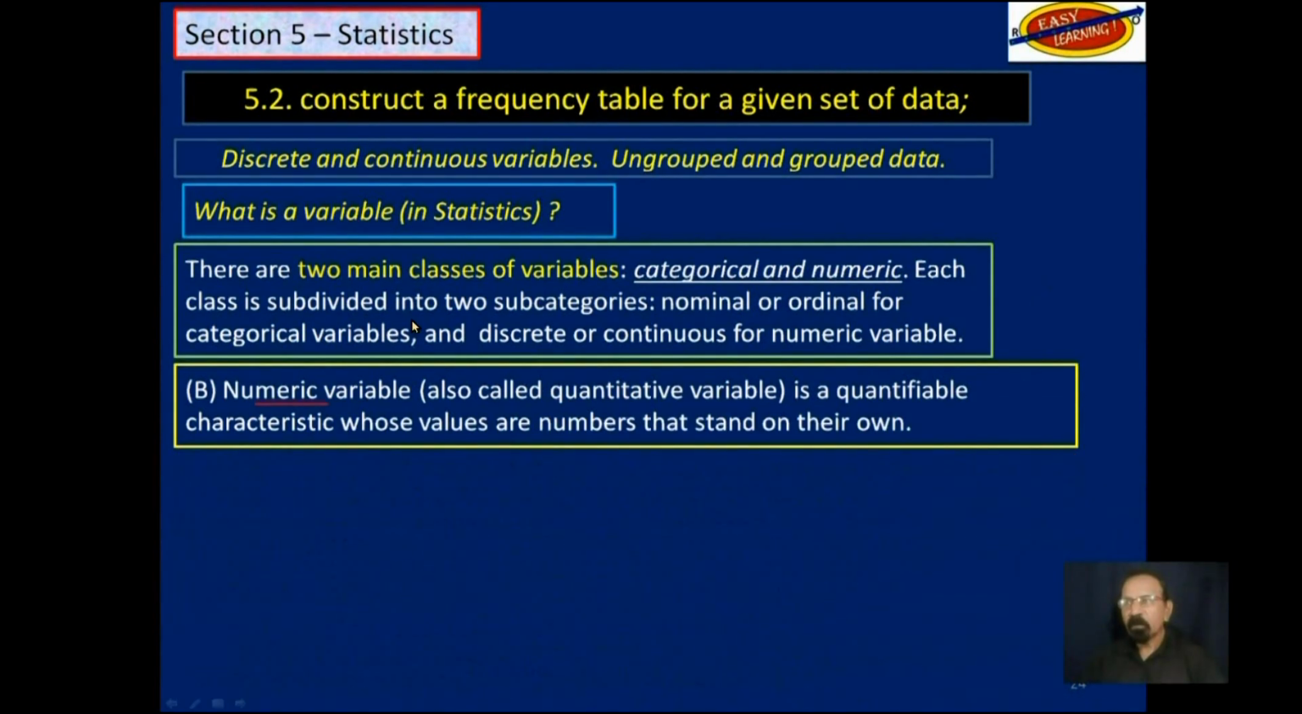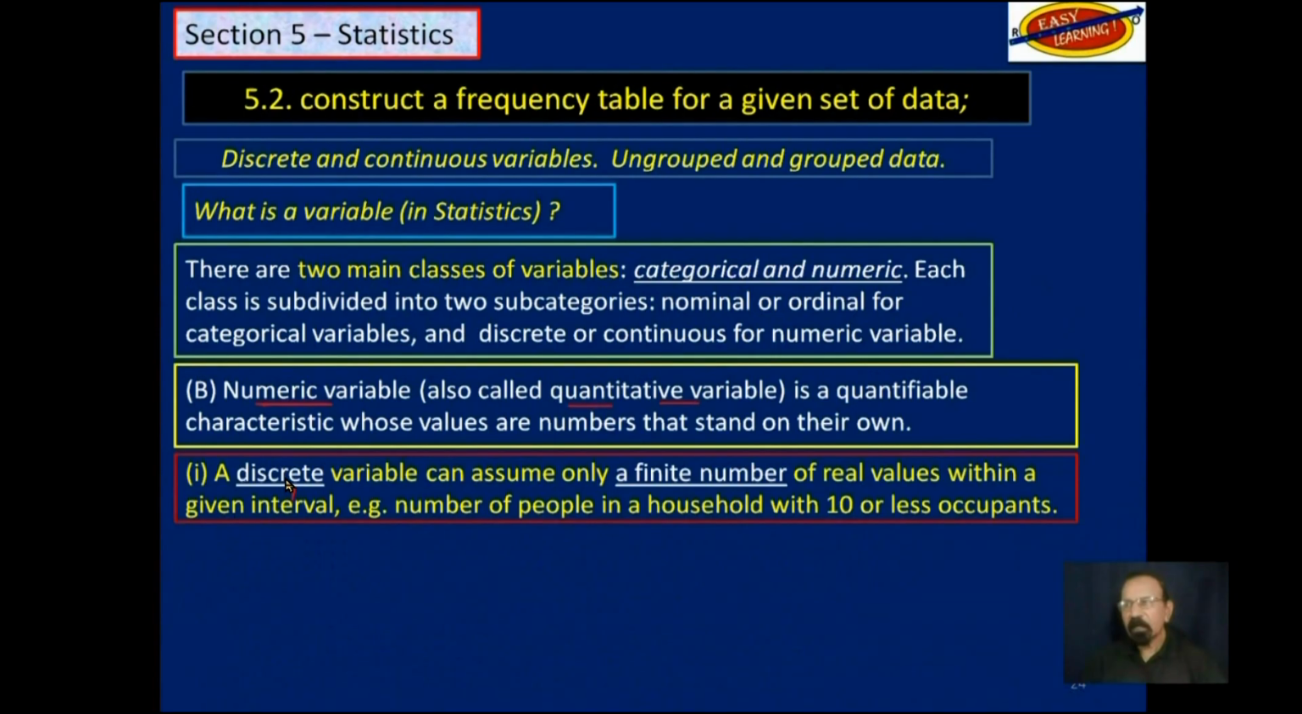So now we come to numeric variables, and this is called quantitative variable. Again, you have two types. You have discrete, which has a finite number of real values within a given interval. So if you say that the number of people in a household is 10 or less, then it could be 10, 9, 7, 3, 2. So it has a finite number of real values within a given interval, a finite number.